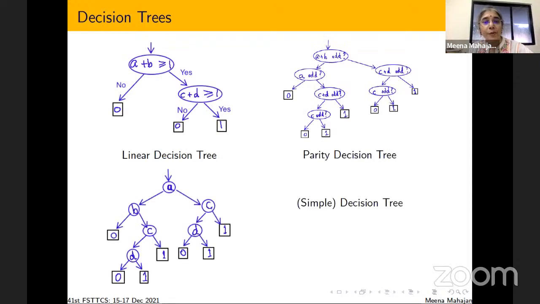Here's a very quick run through. So here are 3 different types of decision trees. Adaptively, you query some property of the input. Like here, I'm querying the inputs a plus b together. Do they add up to at least 1? Yes or no? Then, depending on the answer, you do something else. Or you could query whether the sum is odd, or you could just query a single variable at a time.